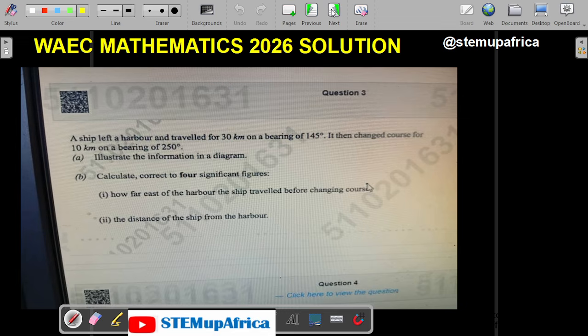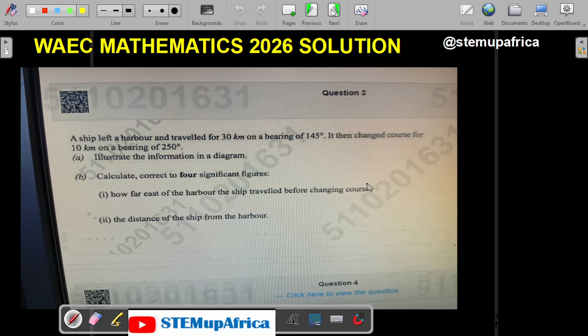This is WAEC 2026. So let's look at question 3, computer based. You say a ship left a harbor and traveled for 30 kilometers on a bearing of 145. It then changed course for 10 kilometers on a bearing of 250. Illustrate the information in a diagram. So this is bearing and distance. The topic falls under bearing and distance.